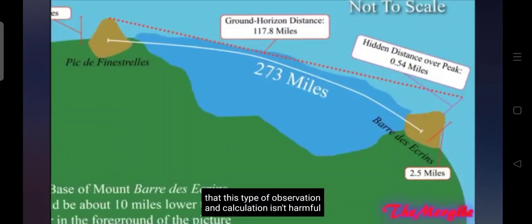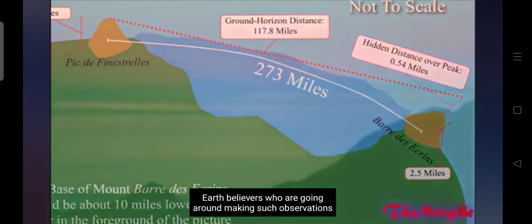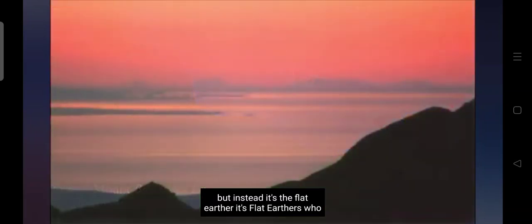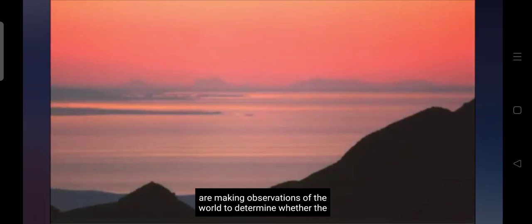Now, it's worth mentioning that this type of observation and calculation isn't harmful to anyone. It can only lead you closer to the truth one way or the other. It won't make you stupider for doing it, certainly won't make you crazy. I will say it is not globe earth believers who are going around making such observations, but instead it's the flat earthers. It's flat earthers who are making observations of the world to determine whether the curvature exists. Since the globe earthers who did such things are now flat earthers, it is sort of an exclusive club, isn't it?